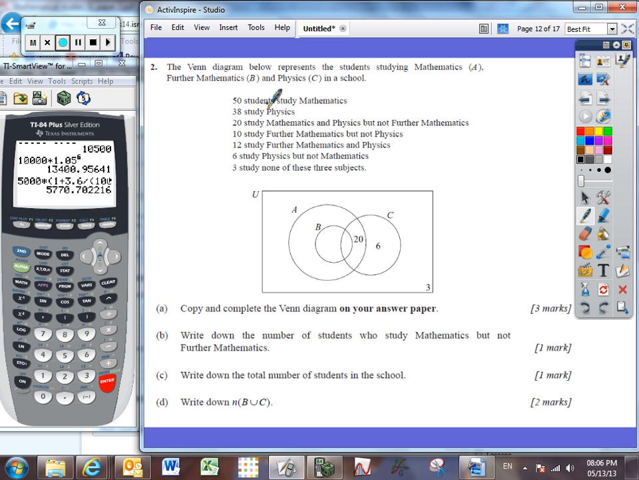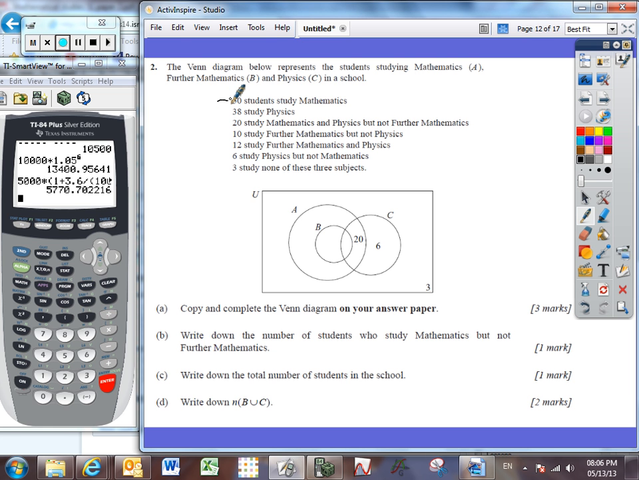We've got 50 students who study mathematics. That means there's a total of 50 students inside the mathematics circle A. I'm not really sure what numbers are going to go in these 3 spaces so that all 4 of these regions add up to the 50 students who study math. So let's just move on to other parts and see if we can come back to that.